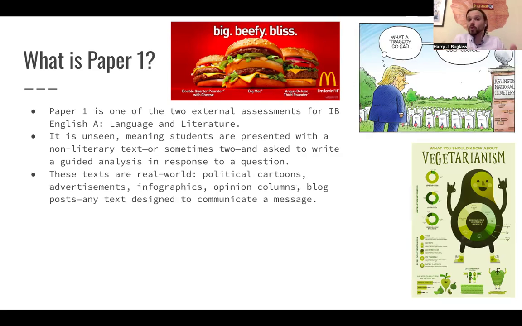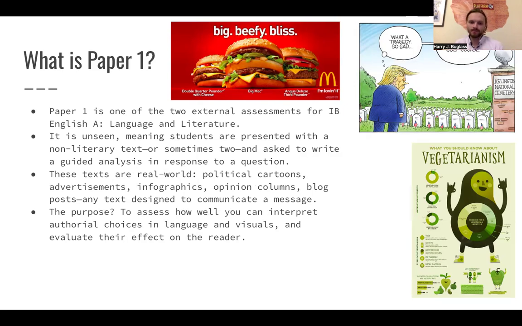These texts are drawn from the real world. You may actually have seen one of them before. Unlikely, but a possibility. A political cartoon, advertisements, infographics, opinion columns, blog posts, any piece of communication crafted with purpose. The goal, why are you given this paper 1, is to assess how well you can interpret authorial choices in language and visuals, how the 2 work together to create meaning, to affect the audience.